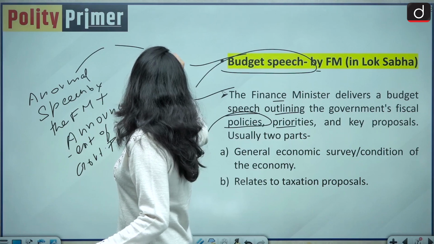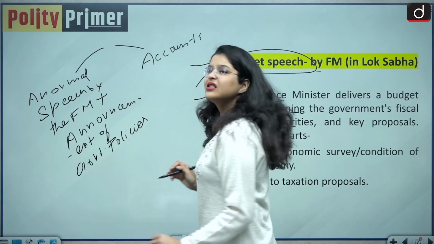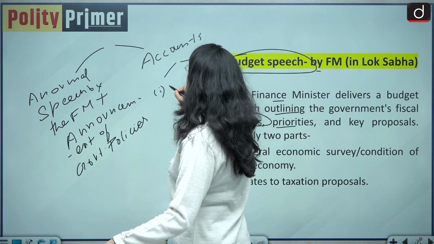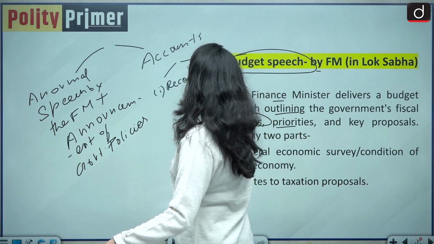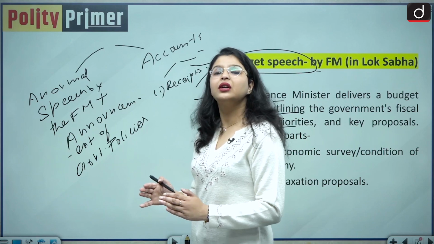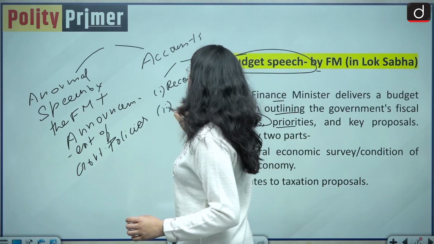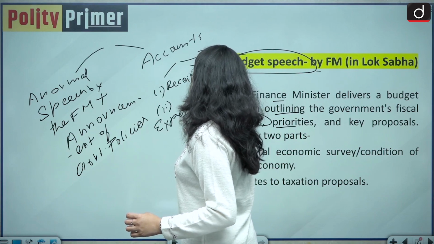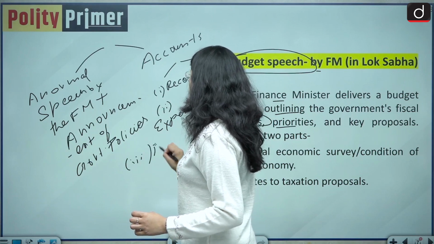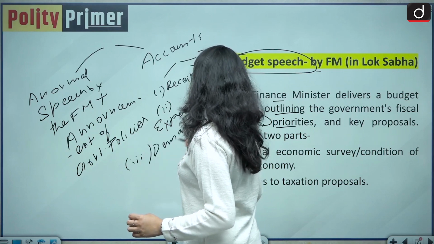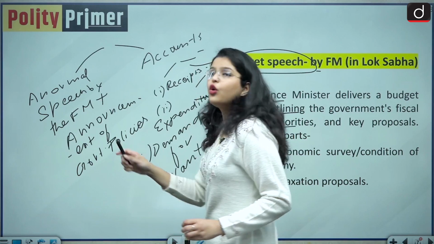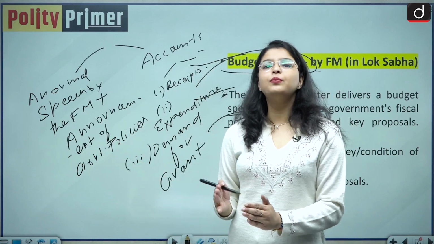And secondly, accounts. And these accounts can be further subdivided into three parts. The first part is receipts, which tells about the receipts of the government of India, the receipts of revenue. Then there is expenditure. Okay, and the third one is demand for grant. So all of this is mentioned in the budget speech.